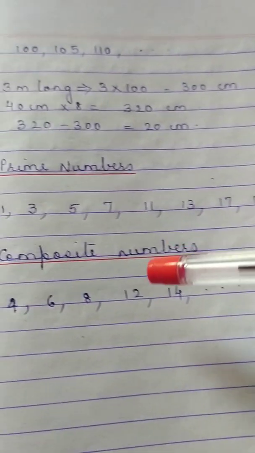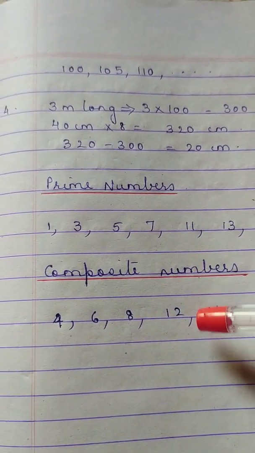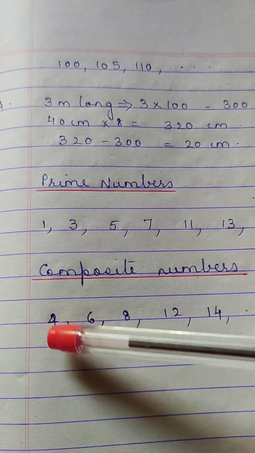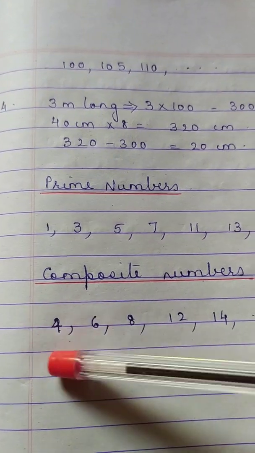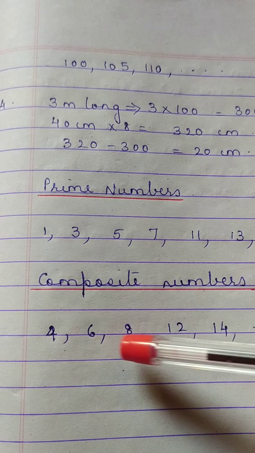Okay. Next, composite numbers are the other kind of numbers which have more than two factors. For example, 4. 2 into 2, 4. So the factors of 4 are 1, 2 and 4. 6 is 1, 2, 3 and 6.